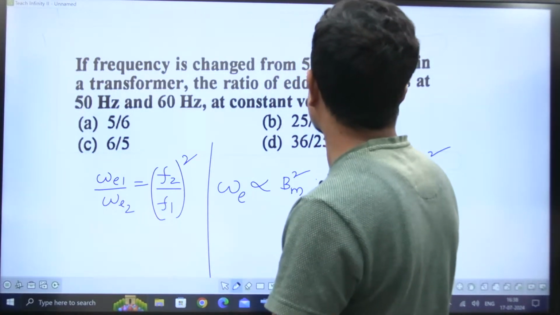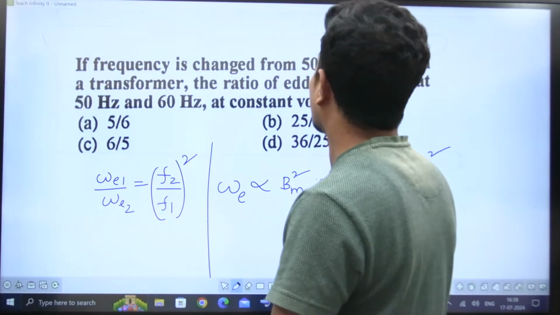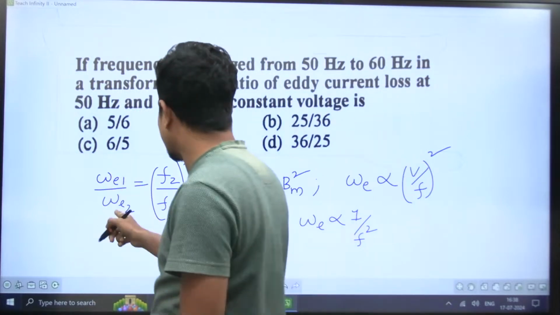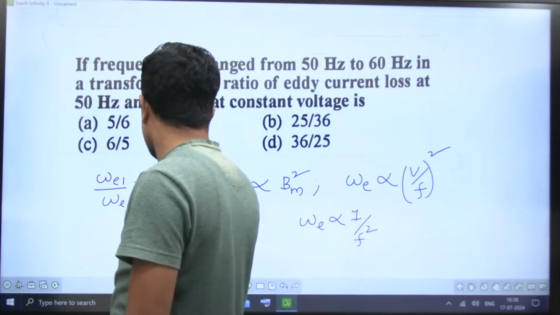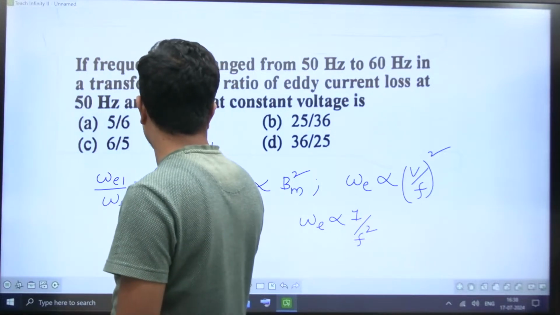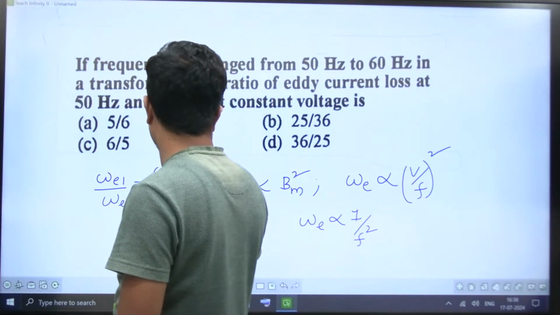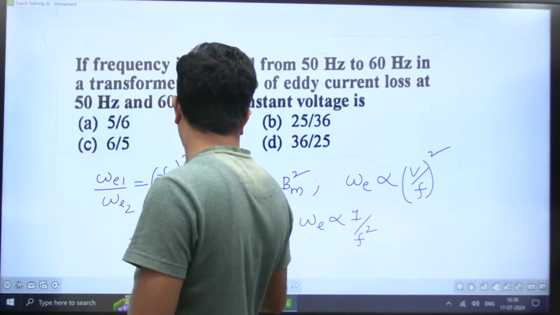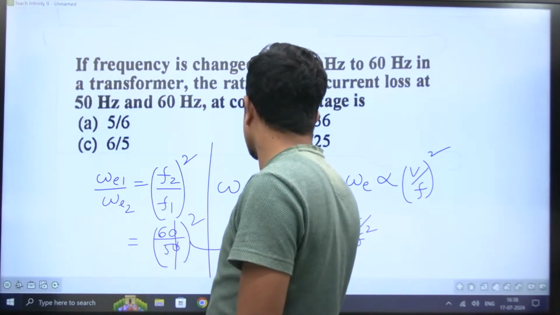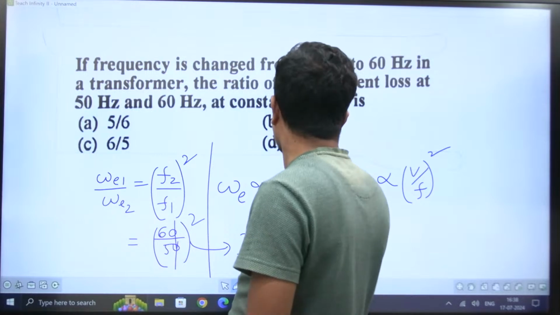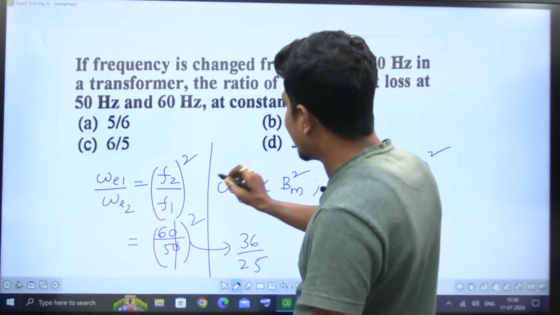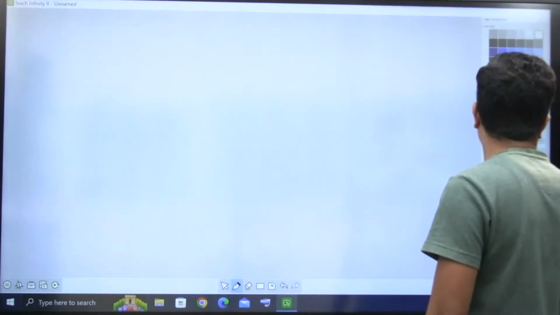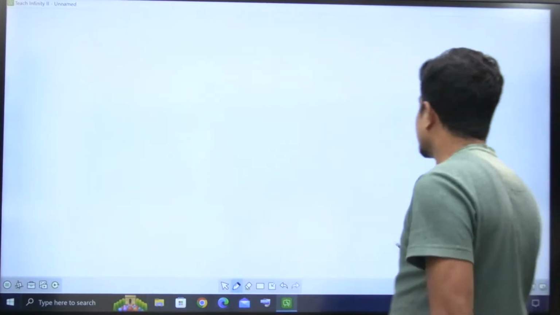So if the frequency is changed from 50 Hz to 60 Hz in the transformer, the ratio of eddy current loss at 50 Hz, okay, he's asking about WE1 by WE2 only. So F2 is 60, F1 is 50, whole square. The 0 goes, so how much is it? 36 by 25. See, he is asking at WE1. Those having confusion, I will teach in the next page.